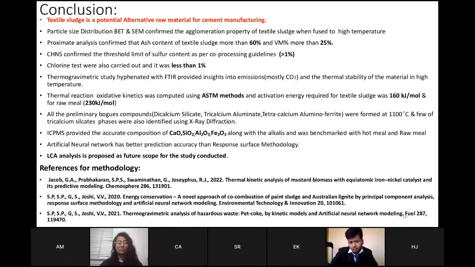And as future scope of study, LCA analysis is proposed to find out how much global warming potential it can reduce. And these are my publications on different materials, but the same methodology and the standards were adopted for executing this work. Thank you.